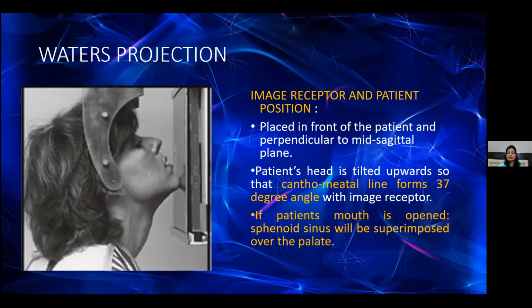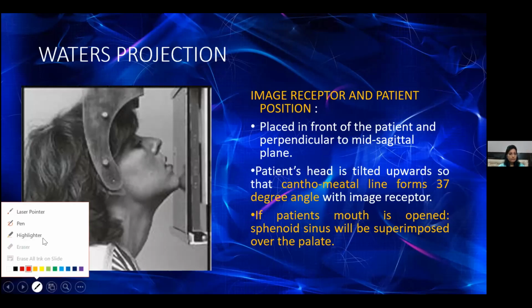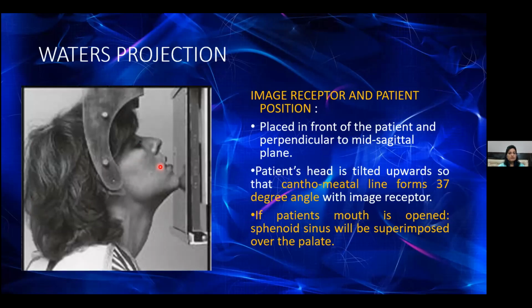The patient is such that the head is tilted upwards. So I am tilting the head upwards, as you can see here. See, the head is tilted upwards, the chin is touching. So here, the canthomeatal line forms an angle of 37 degrees with the image receptor, that you have to remember. Till now I have told you 3 points. First is chin touch position, canthomeatal line forming an angle of 37 degrees with the image receptor. And if I want to see the sphenoidal sinuses, I will go for an open mouth. Clear?